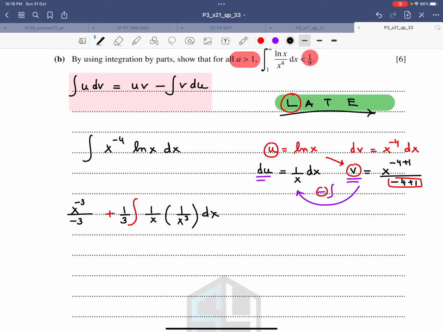Let's have a double check. So this negative became positive. This is negative 3. This is negative. That's 1/3. This is 1 over x. This is x raised to power of minus 3, which is 1 over x cubed.